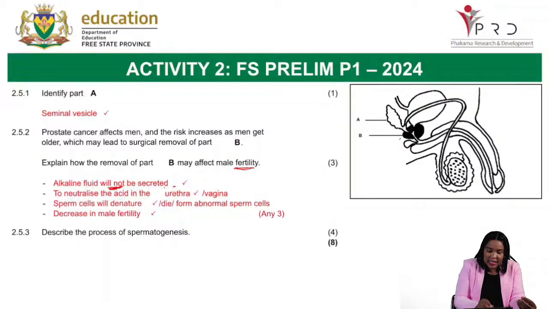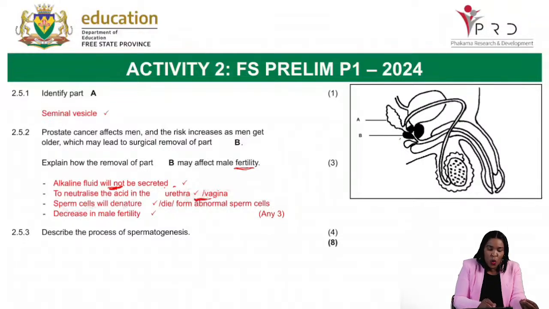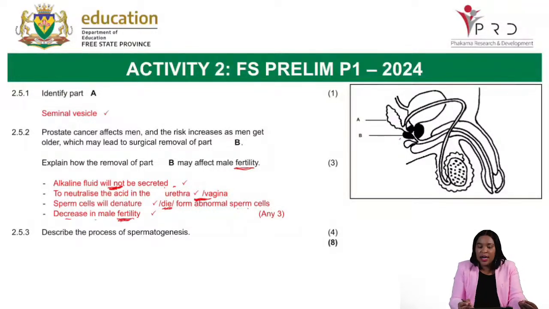And then to neutralize the acidity in the urethra or in the vagina, because of copulation the urethra will also be in contact with the vagina. Then sperm cells will denature, because of the acidity of the vagina, or they will die from the abnormal sperm cells, and then a decrease in male fertility will occur. So you need the secretions of this prostate gland to form part of the semen to make sure that this whole process takes place without the sperms being denatured.